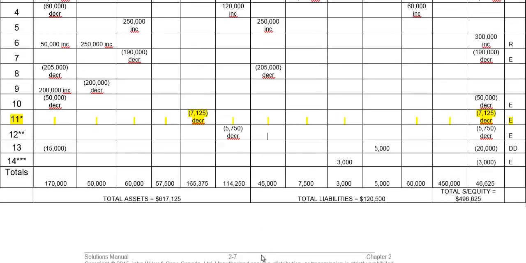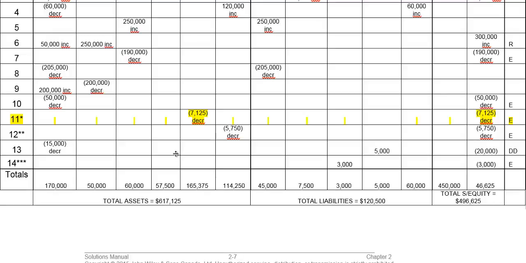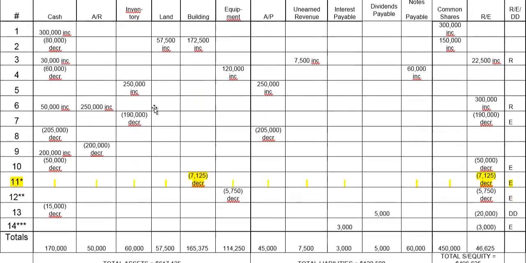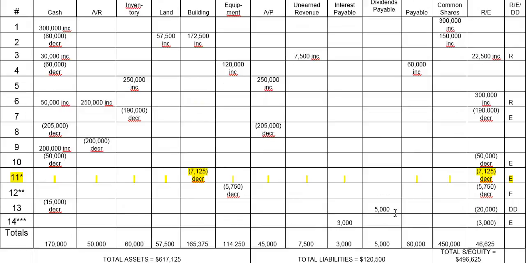Now let's go look at number 13, which relates to dividends. Question said here, dividends of $20,000 were declared during the year and $5,000 were unpaid. So what does that mean? It means of the $20,000 in dividends, we paid out in cash $15,000. So when cash decreases, this $15,000 decrease is for cash. When cash decreases, assets decrease. Right? Now it said that of the amount that we declared, there's $5,000 we didn't pay.